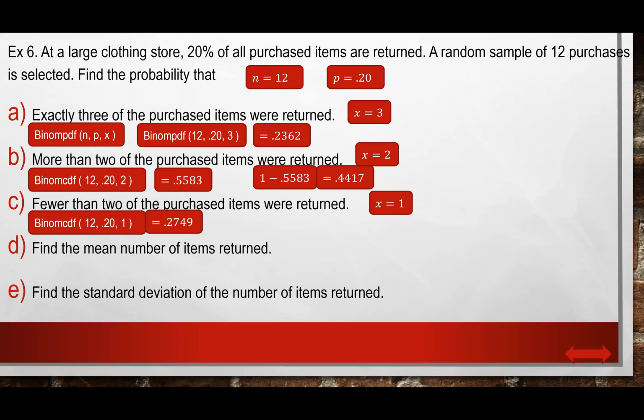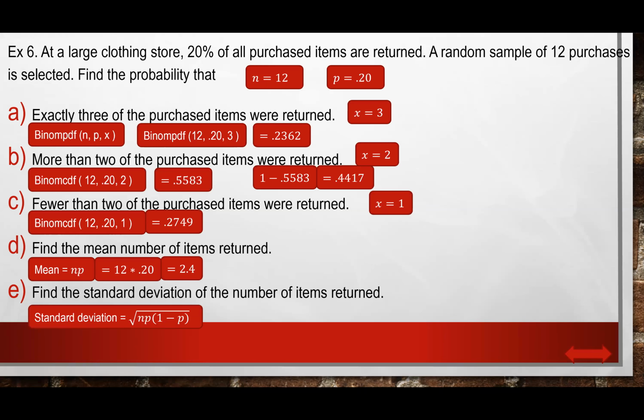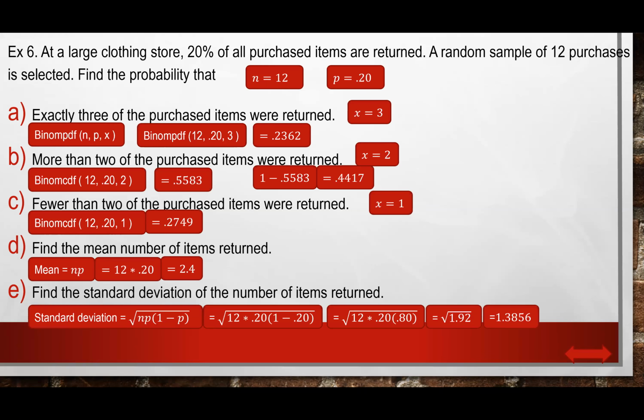D and E is the same as what we have before. To find the mean, we take n times p. To find the standard deviation, we take the square root of n times p times 1 minus p. So again, finding the mean and standard deviation is the same as we've been doing when you use 6.4. Okay, so this is what we have in terms of chapter 5.2.